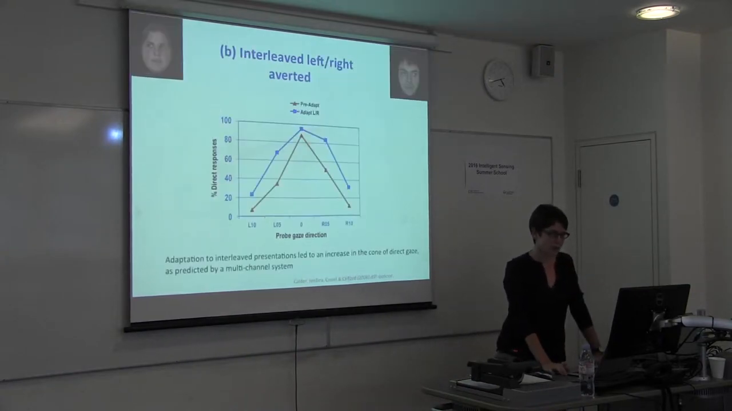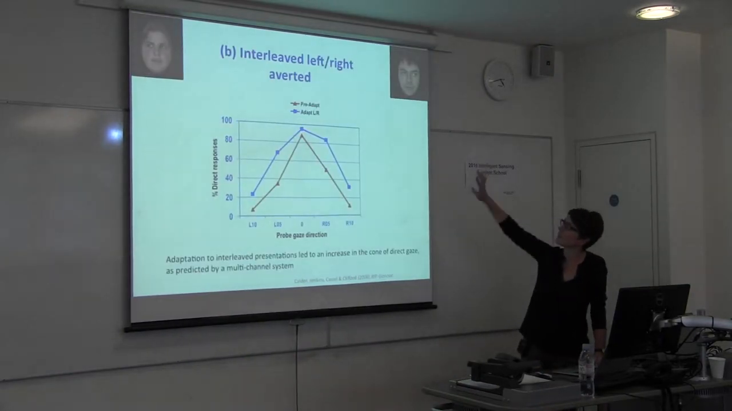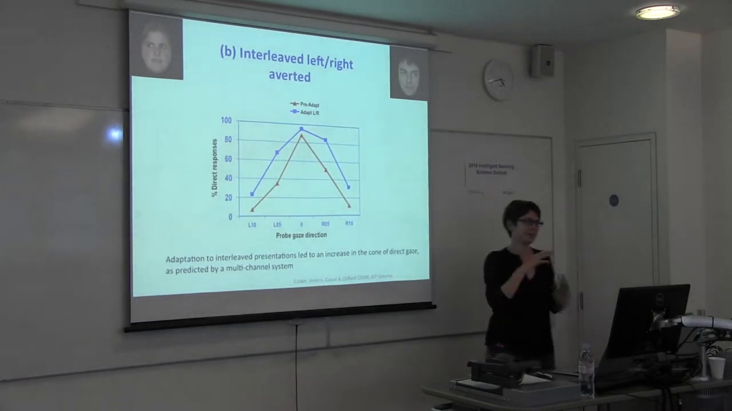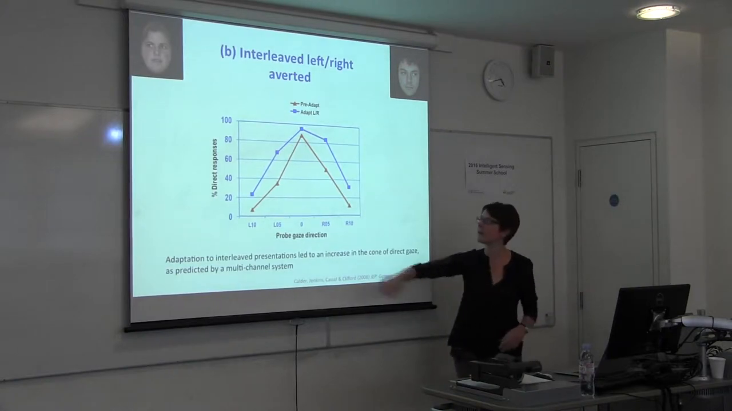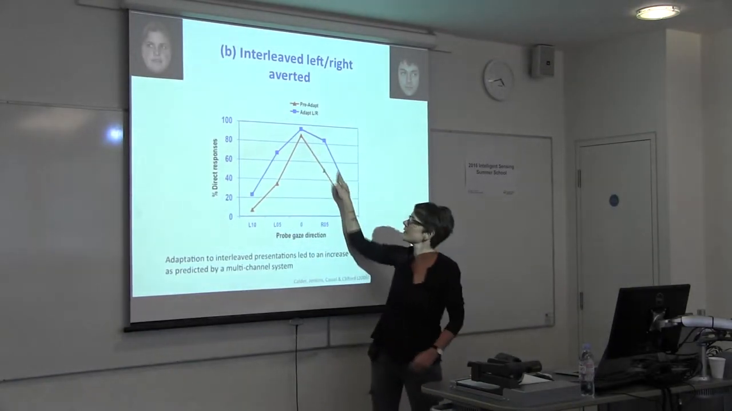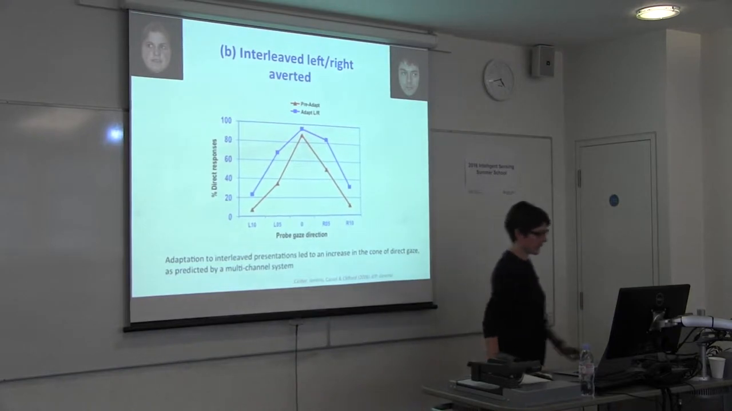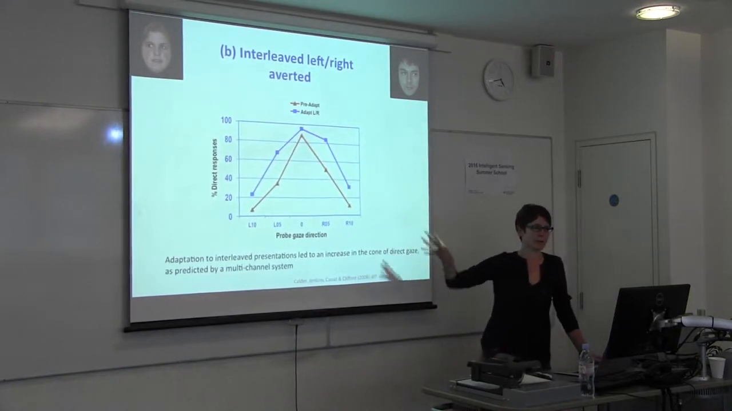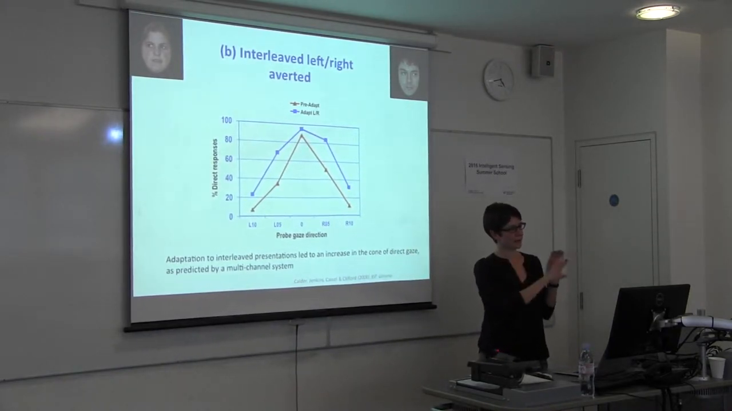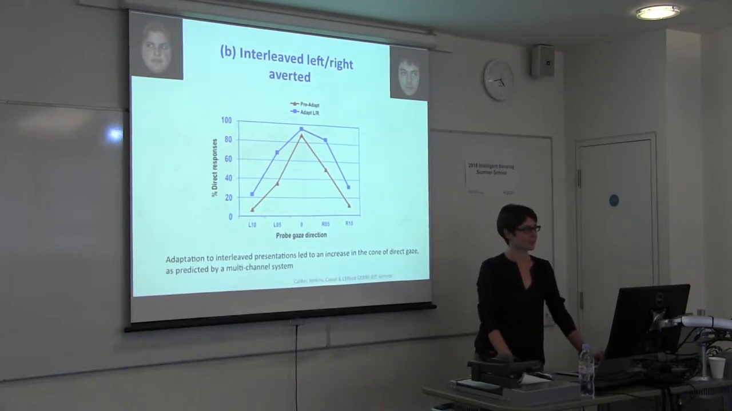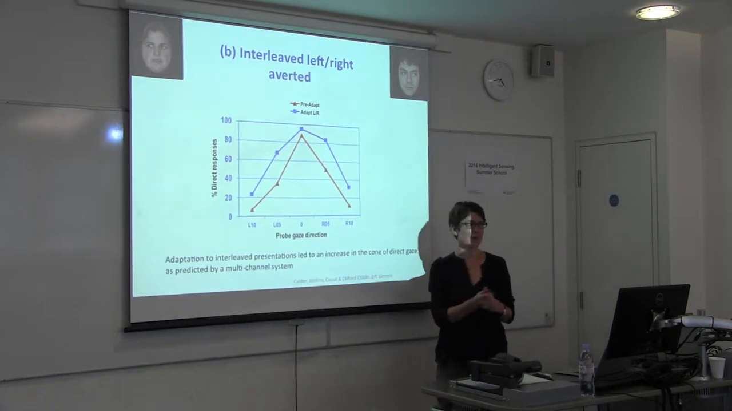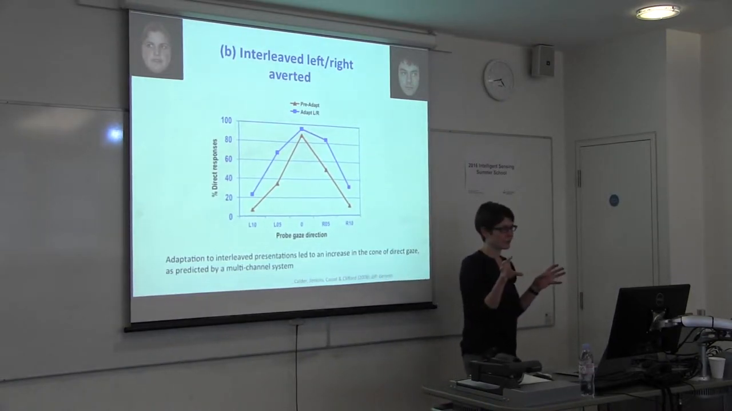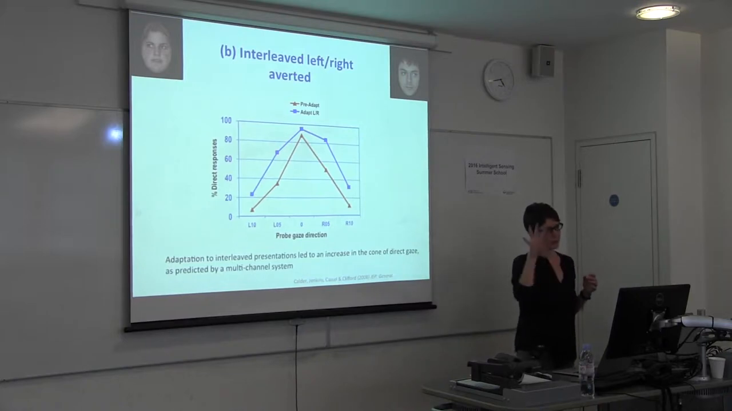Using that, we also interleaved. So instead of always adapting to leftwards, you adapt to left, right, left, right, left, right. That causes an overall increase in this cone of direct gaze. And this has been modeled as the result of adaptation to three different gaze channels. So we and others have shown that you have groups of neurons, channels, that encode leftwards gaze, direct gaze, and rightwards gaze.